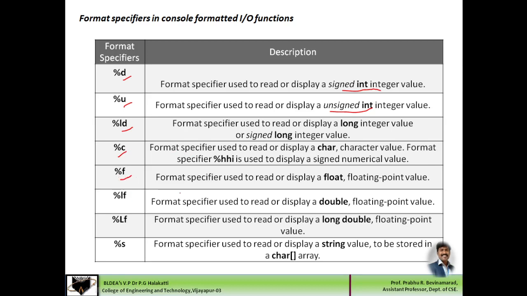Percentage f is used to specify floating type of the data. Percentage lf defines double type of the data. Percentage capital lf will define long double type of the data. And finally we have a format specifier, that is percentage s, to define string type of the data.